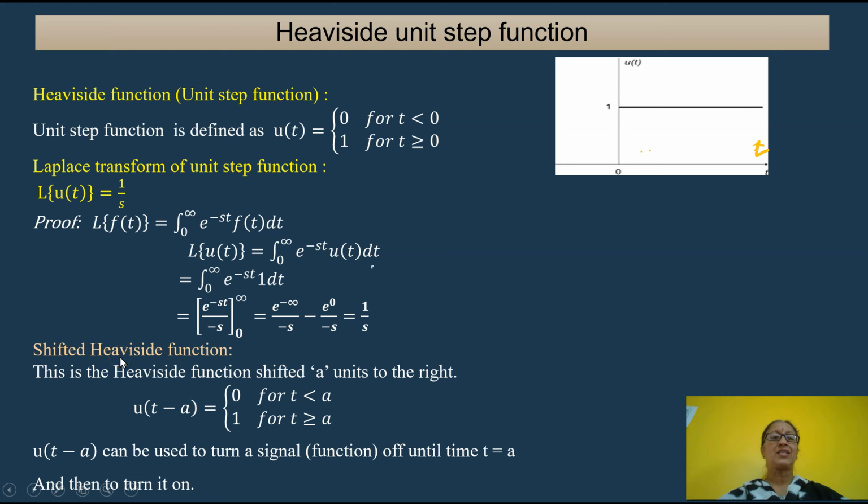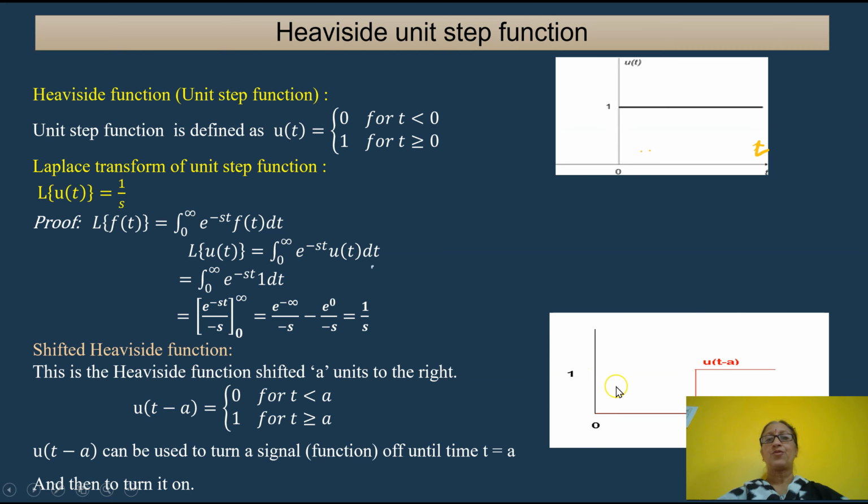Now let us see next definition, shifted Heaviside function or shifted unit step function. Here this is the Heaviside function shifted a units to the right. What does it mean? You can define this as u of t minus a equal to 0 for t is less than a, 1 for t is greater than or equal to a. When you observe this graph, here this straight line, which is parallel to this x-axis is shifted a units to the right. So here this is graph of shifted Heaviside function.